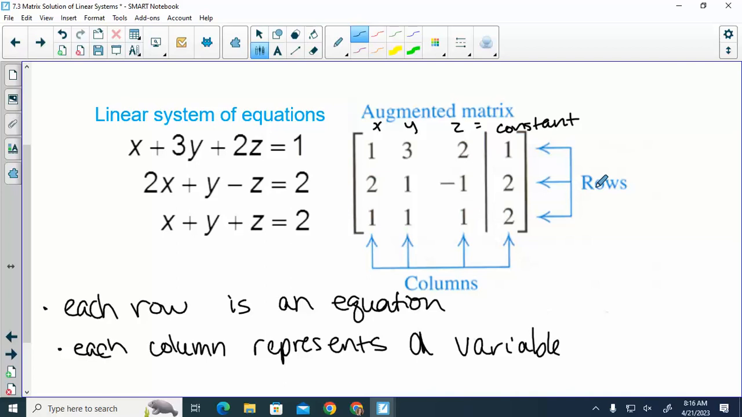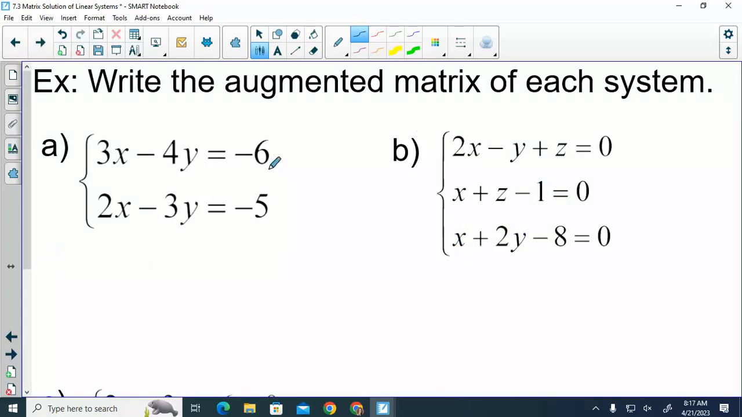So first thing we're going to do is I'm going to give you a system, and we're going to write the matrix that matches it. When I say an augmented matrix, that means we're going to have an equal sign. Matrix gets square brackets. So when I set this up, how many rows will I have? Two. How many columns? Three.